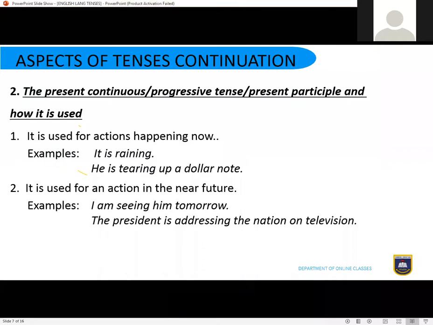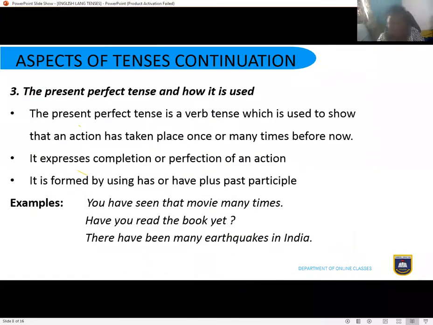All right, so let's continue with the third point. Now, the third point is what? The present perfect tense and how it is used. Those making noise, please keep quiet and mute your device.